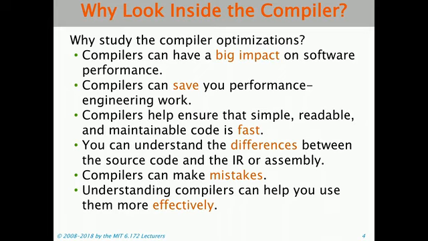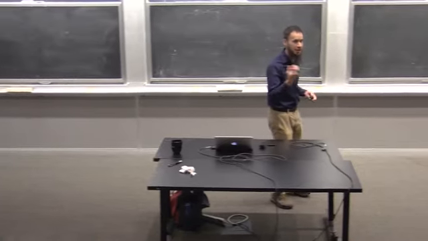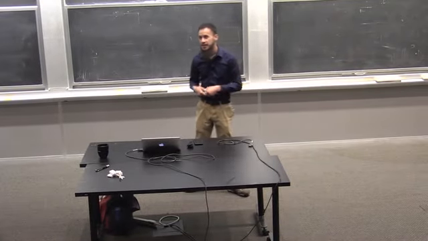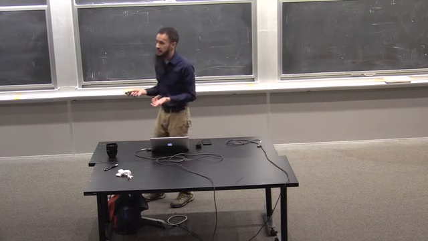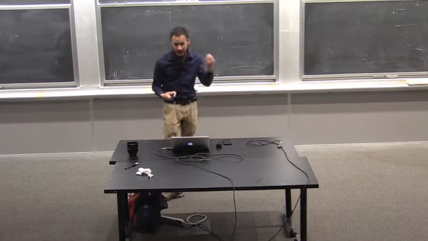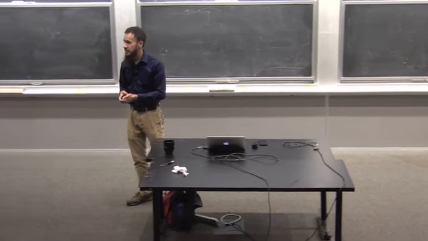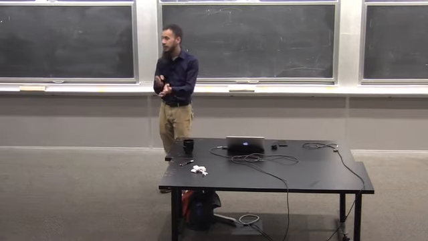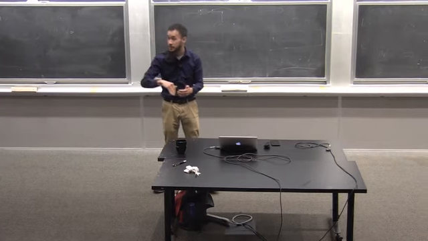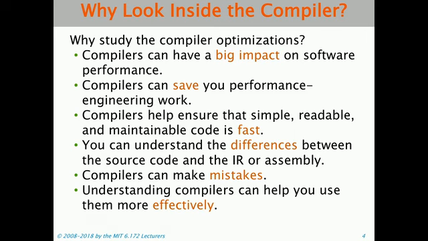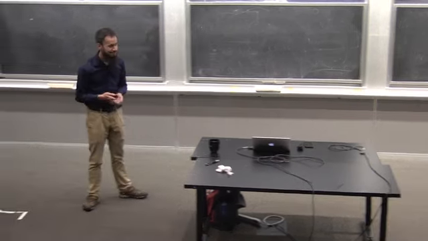And compilers can make mistakes. Sometimes that's because of a genuine bug in the compiler, and other times it's because the compiler just couldn't understand something about what was going on. And having some insight into how the compiler reasons about code can help you understand why those mistakes were made, or figure out ways to work around those mistakes. Or let you write meaningful bug reports to the compiler developers. And of course, understanding compilers can help you use them more effectively. Plus, I think it's fun.